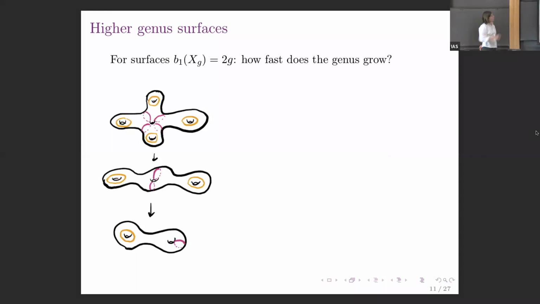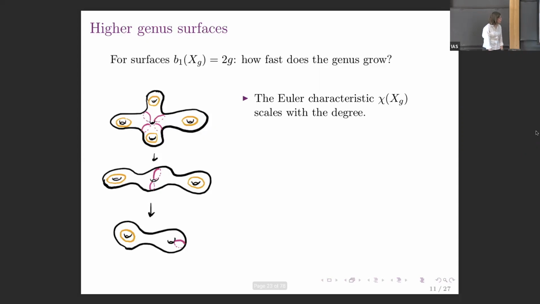I'm reminding you up there that the first Betti number is proportional to the genus. So really what we want to know is how fast the genus grows in a tower of surfaces. Here I've shown a tower whose base is the surface of genus 2. You can see where the pink loop and the orange loop go. You cut along the pink loop, glue 2 copies together, and then you do it again. But okay, what did I tell you?